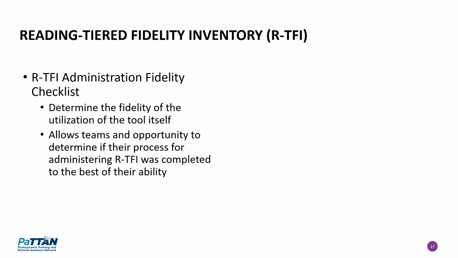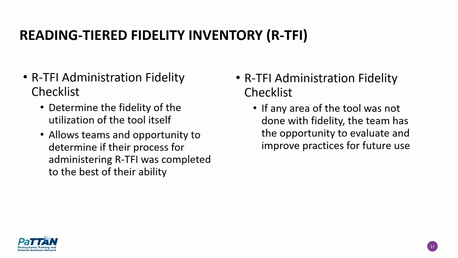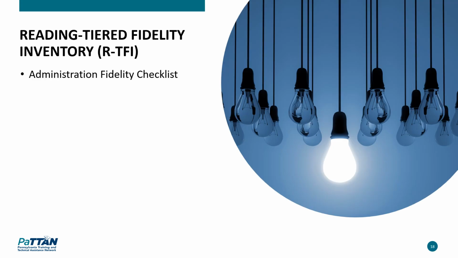There is one additional aspect of the Reading-Tiered Fidelity Inventory tool we want to share with you: the R-TFI Administration Fidelity Checklist. This checklist will determine the fidelity of the utilization of the tool itself. By adding in this step, school leadership teams can evaluate their process of administering and completing the assessment. If there are any areas identified, the team has the chance to improve practices moving forward. Let's take a look at that fidelity checklist.